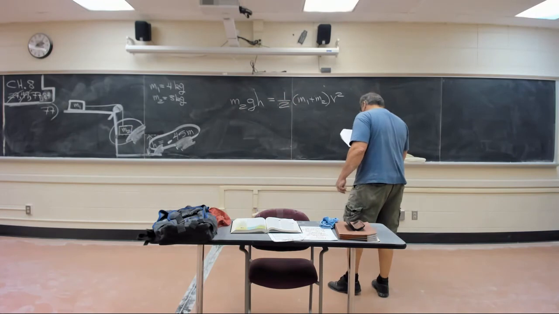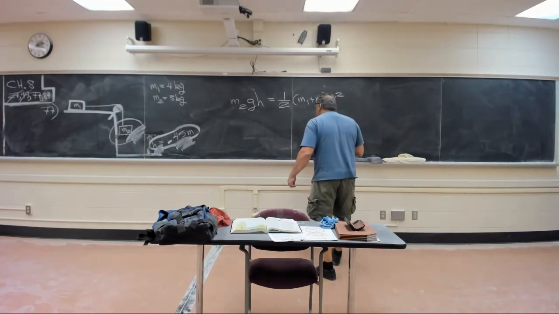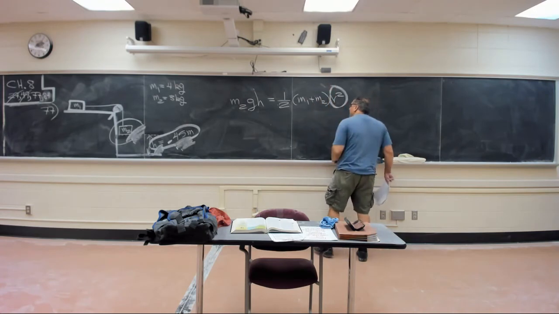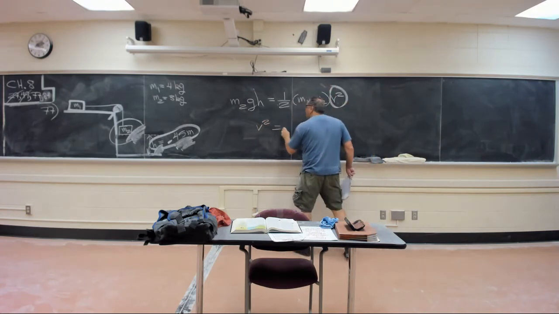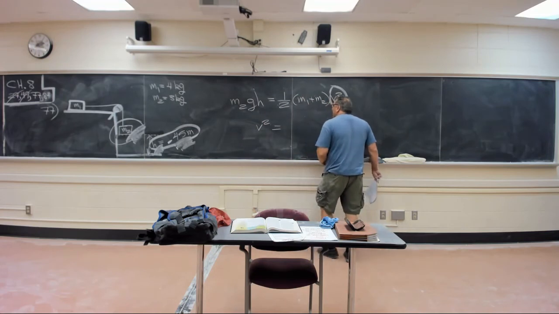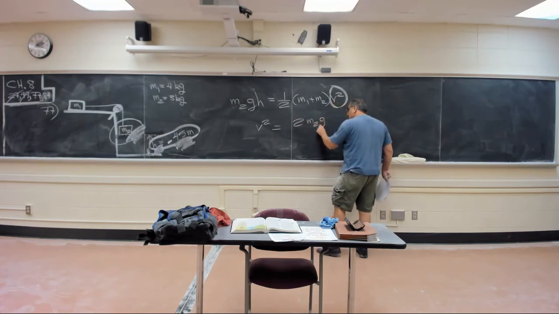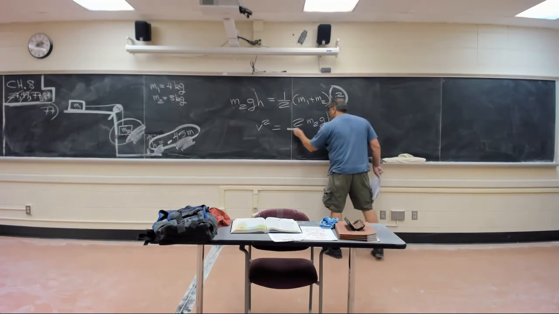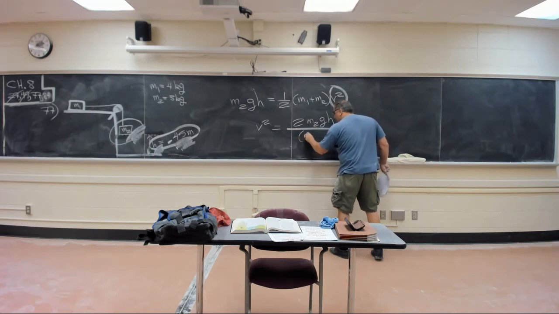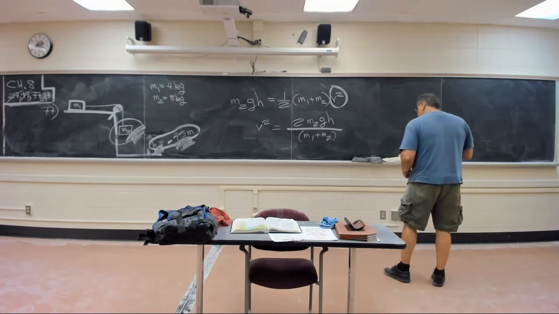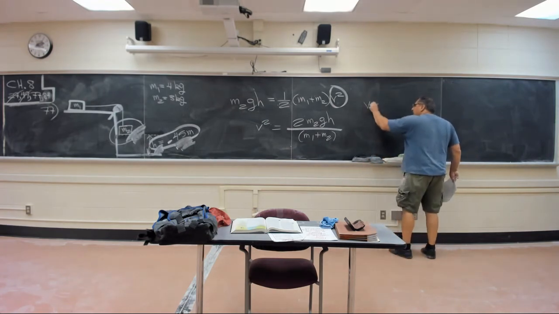All right. So when you look at that, solve for that. Multiply by 2 on each side and divide by the sum M1 plus M2. Multiply by 2 on each side and divide by the sum, square root each side.